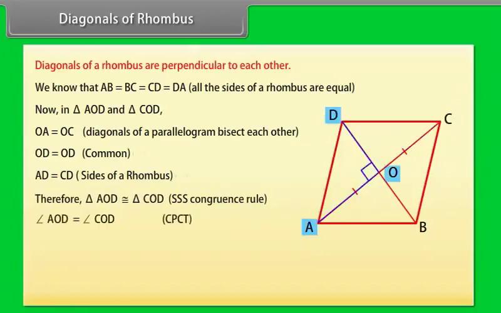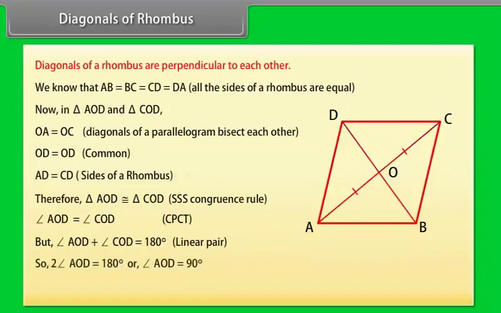This gives angle AOD is equal to angle COD, CPCT. But angle AOD plus angle COD is 180 degrees because these are linear pair angles. So, 2 angle AOD is equal to 180 degrees. Or angle AOD is equal to 90 degrees. So, the diagonals of a rhombus are perpendicular to each other.